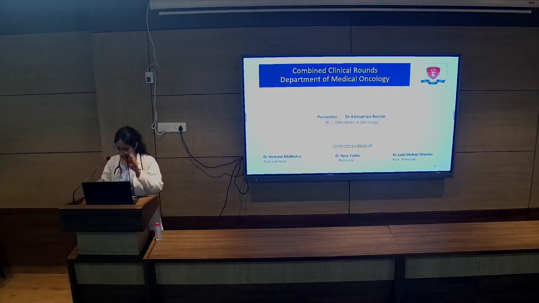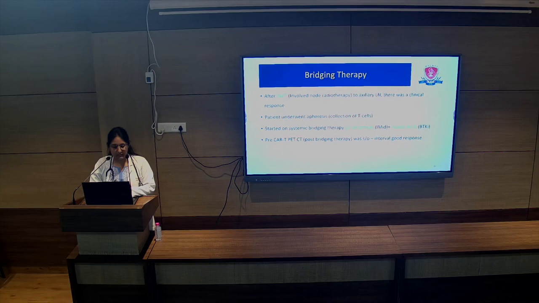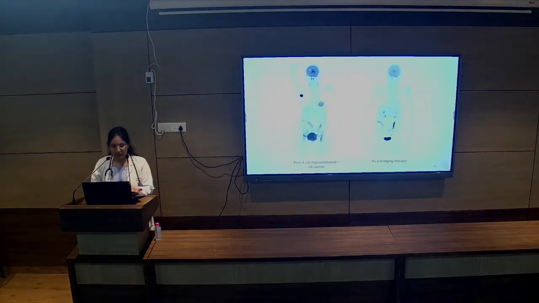Thank you, Dr. Shivangi. So now, after giving INRT, we have seen that there was a significant clinical response. So the patient was planned for apheresis, there was collection of T cells, and meanwhile, till the transfusion, she was started on systemic bridging therapy with 2 agents, lenalidomide, which is an immunomodulatory drug, and acalabrutinib, which is a Bruton tyrosine kinase inhibitor. So these are the 2 images showing pre-CAR T.